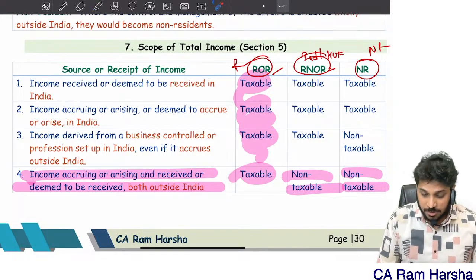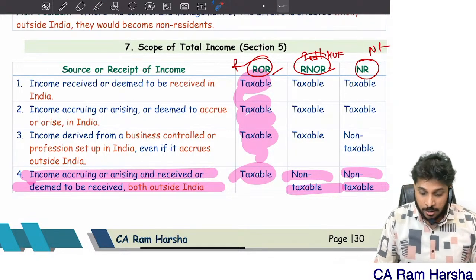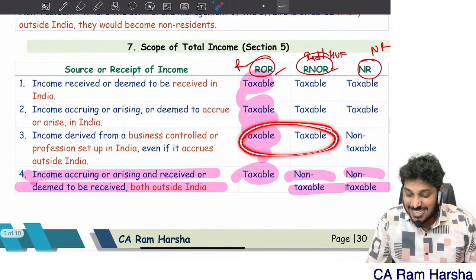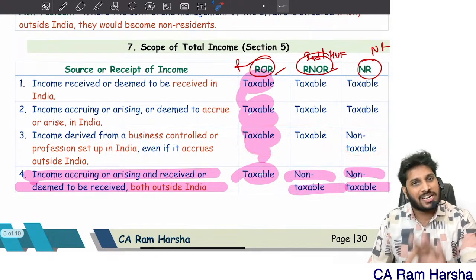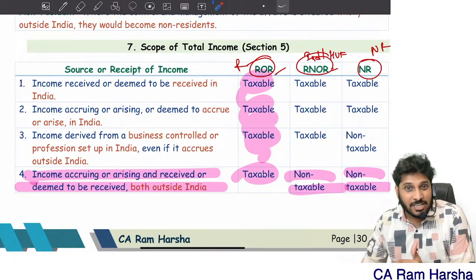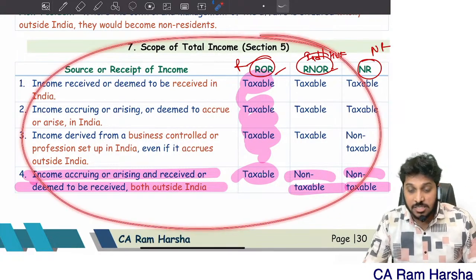Sir, income is outside, business is outside, but it is controlled from India or profession is from India. For every resident it is taxable, for non-resident it is not taxable. That's it. This is the main rule. Okay, now why do we need to understand residential status? This section 5 is the reason.